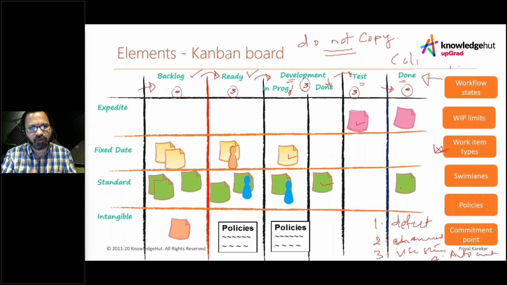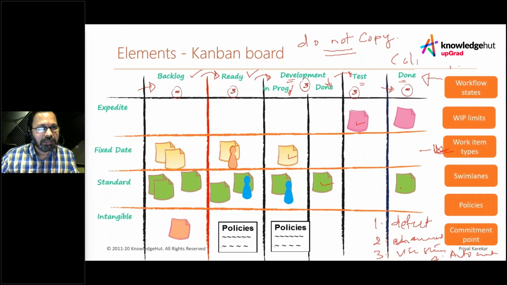What is the team actually focusing on? Are they focusing on defects? Are they focusing on enhancements? Are they focusing on user stories? What are they exactly focusing on? So you need to identify the different types of work items, and you need to visualize them. So that is the visualization practice.